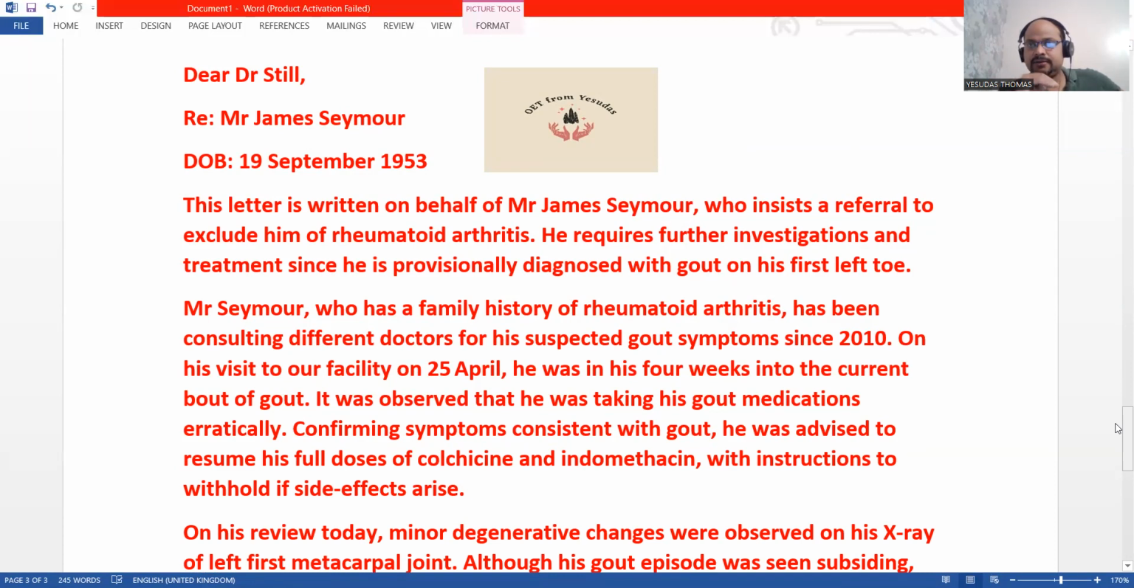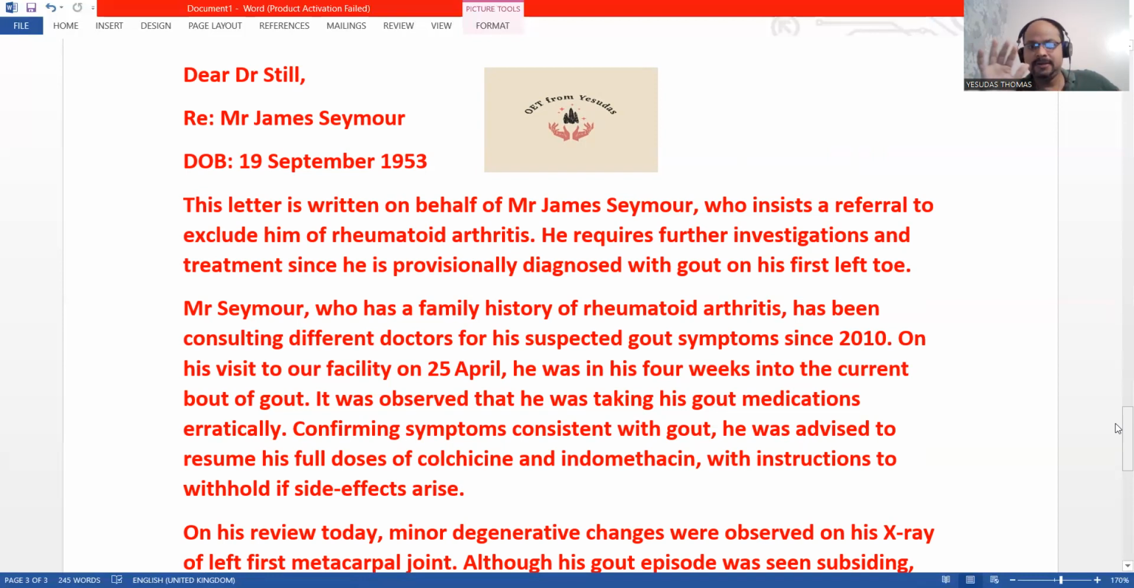So this is not a direct letter. This is a request. This letter is being written as per the request of Mr. James Seymour. Okay, so this letter is being written as per the request of Mr. James Seymour, who insists on a referral to exclude rheumatoid arthritis. This is the highlight there. And he requires further investigations and treatment. What is a requirement? What is a request? So he requires further investigations and treatment since he is provisionally diagnosed with gout on his first left toe.